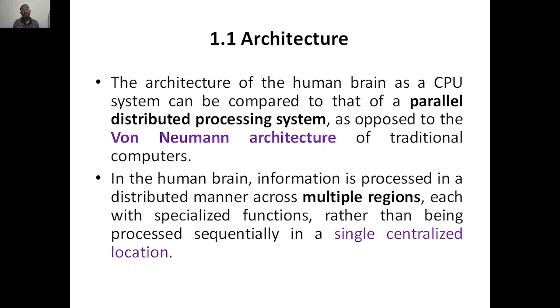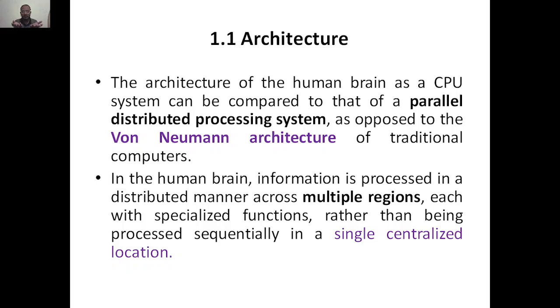Okay, so how can we compare? We have the brain, and we have the CPU. We can compare the brain to a CPU as a parallel distributed processing system, because a CPU is nothing but a processing system, whereas the brain is also a processing system. In the previous topic, we discussed how exactly the CPU and brain work.